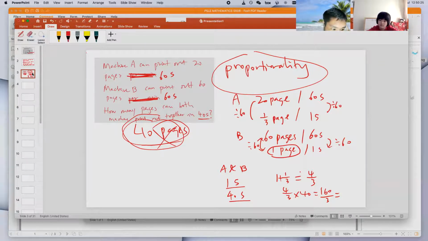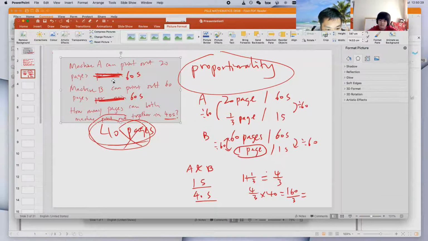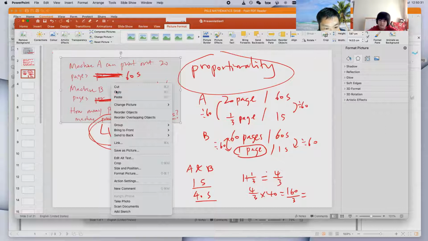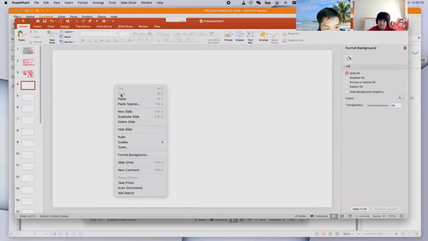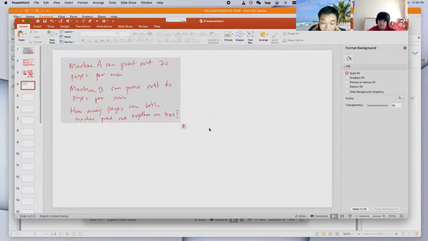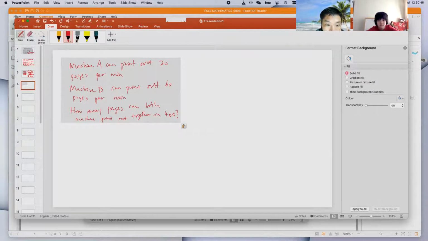The second method to do this question is using the formula. Let me demonstrate to you. Let me copy this over, and let me see if I can arrive at the same answer using method 2, the formula. Then it's up to you which method you want to use next time.